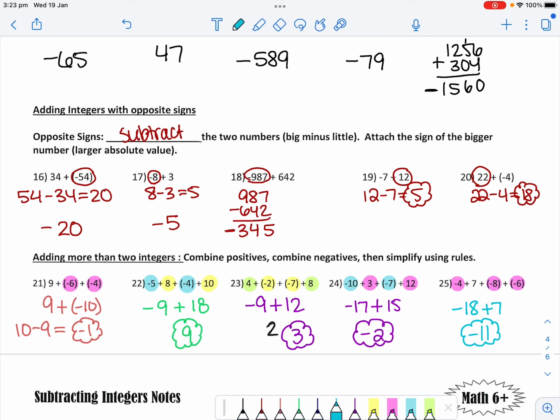This is adding integers, and we're still using that idea of absolute value a little bit, like with the subtraction of the two values and then putting the sign back on it the way that we're supposed to.